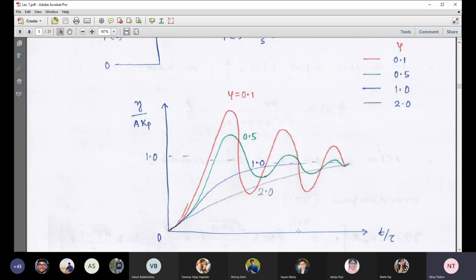So red color corresponds to the lowest zeta value, 0.1. Then green color for zeta equal to 0.5, higher than the previous value. This blue color represents zeta equal to 1, and this black color zeta equal to 2.